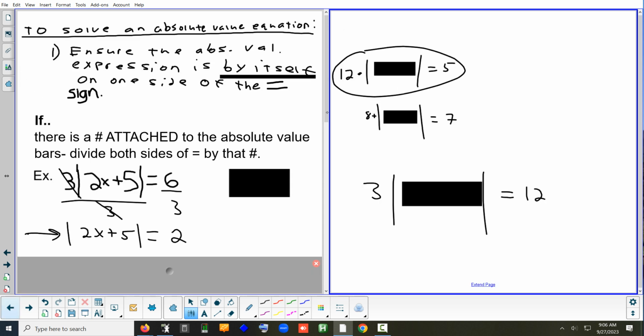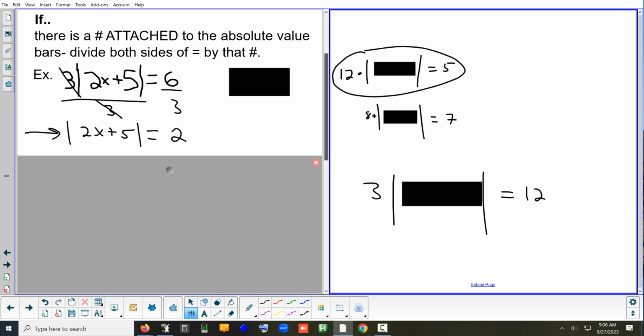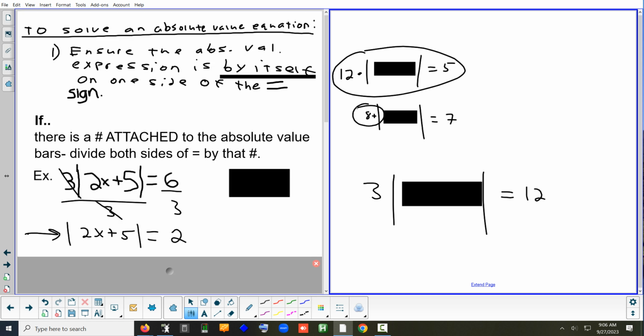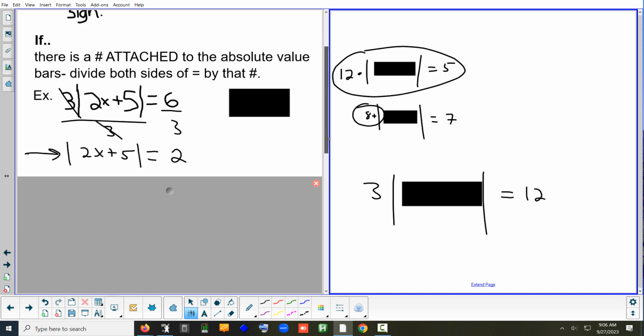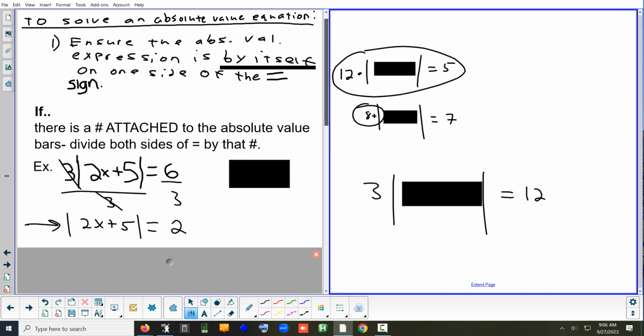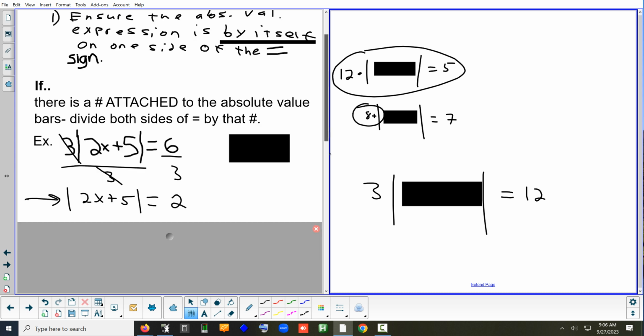Okay, so that's that one. Now, the other case you can have is if you have a number added or subtracted to the absolute value. That's still something we have to fix first because we've got to get the absolute value bars alone. Don't do anything to what's inside. You're just worrying about stuff outside the bars.